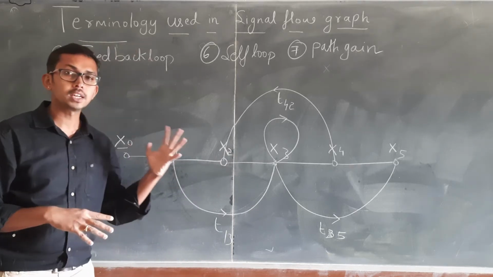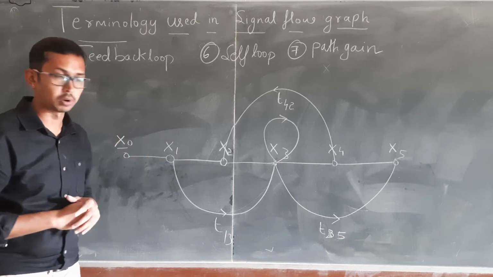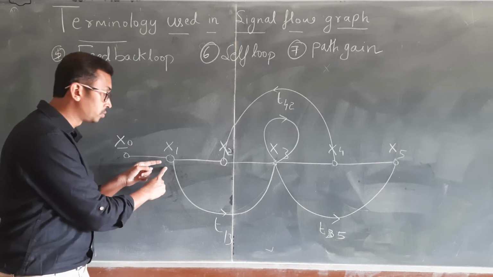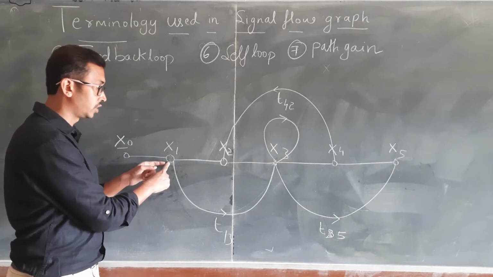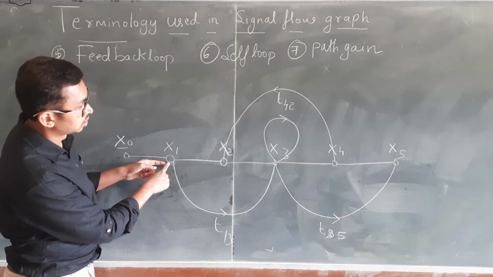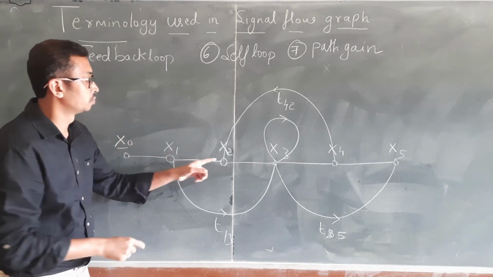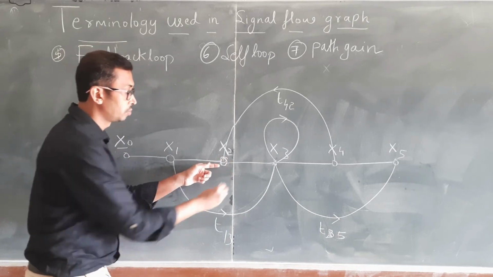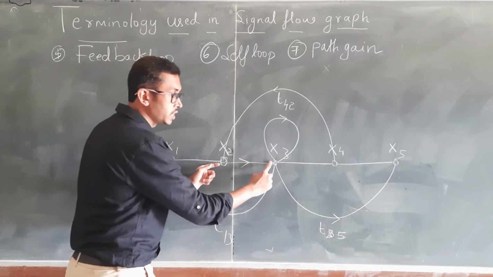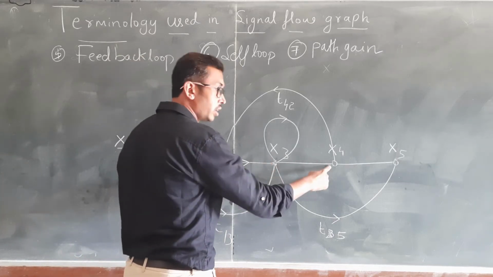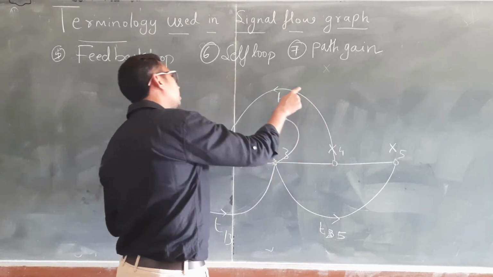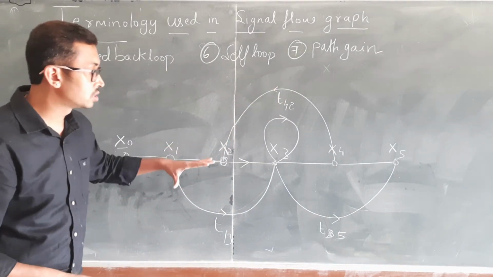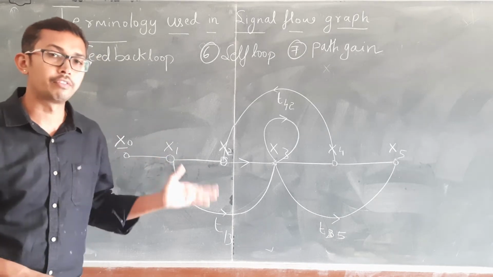There are various feedback loops in this problem. Which are those? For example, do we have any feedback loop at x1? No, we don't have any feedback there. But from x2 we have a feedback loop. I can go from x2 to x3, then x3 to x4, and by traveling these two branches I can come back to x2. So this is one of the feedback loops available here.